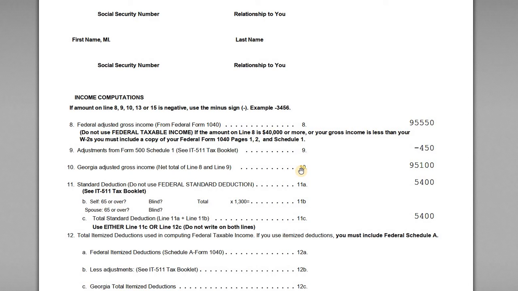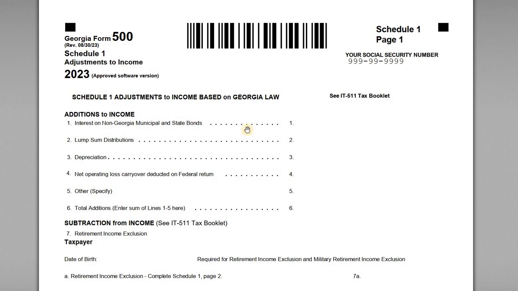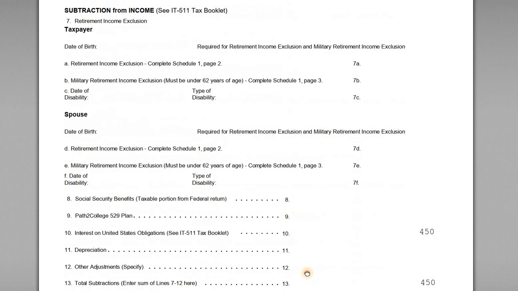Well, in this example, because we have that U.S. Treasury interest, we have to make a reduction to our adjusted gross income for that interest because it can be taxed at the federal level, but not at the state level. Right, and so we see an adjustment here. We are reducing our taxable income in Georgia by $450, which is the amount of that U.S. Treasury interest. Now, that information is first reported on the Schedule 1 for Georgia.